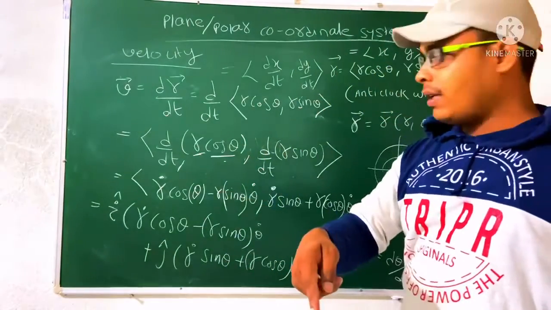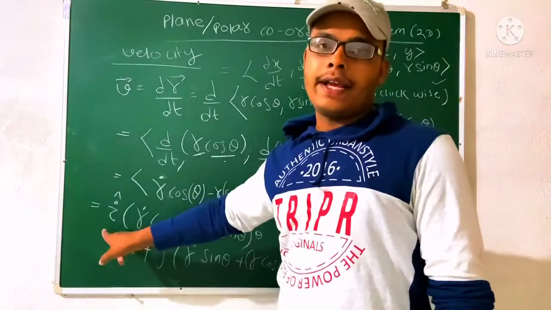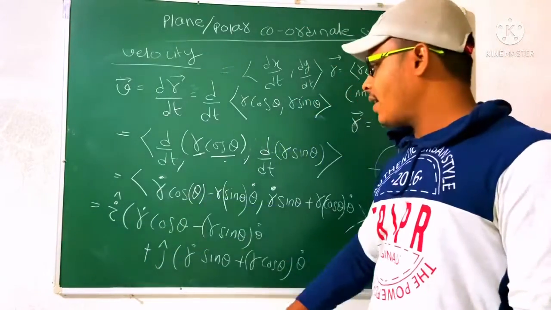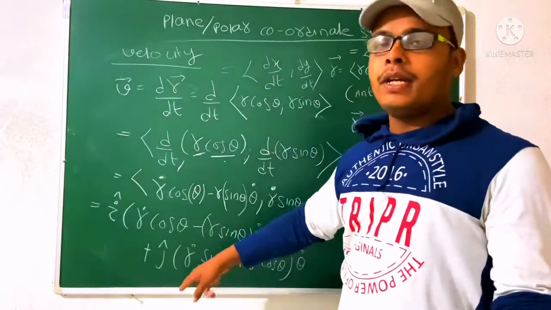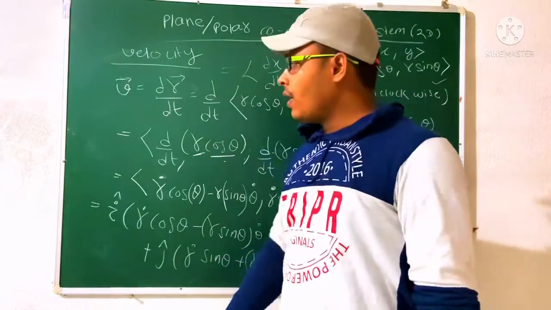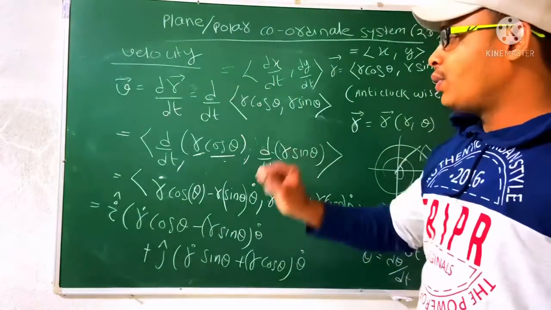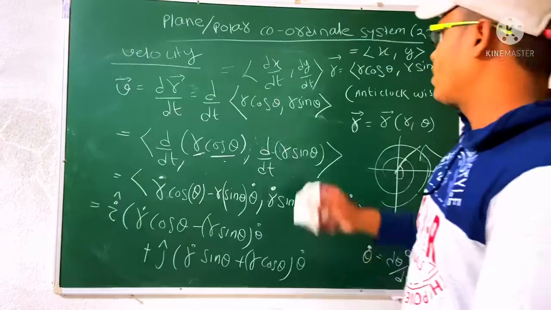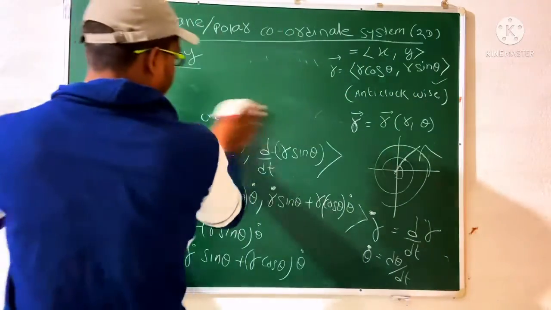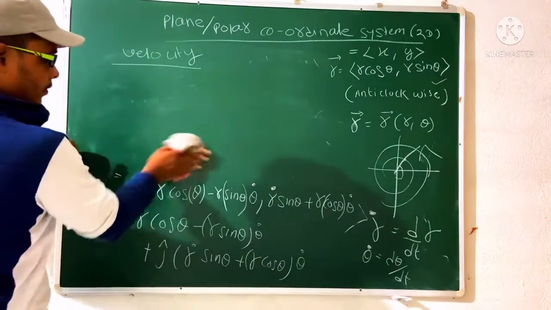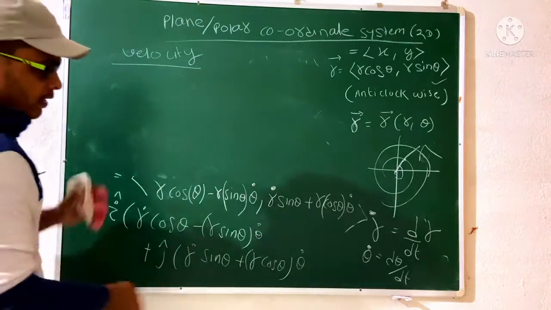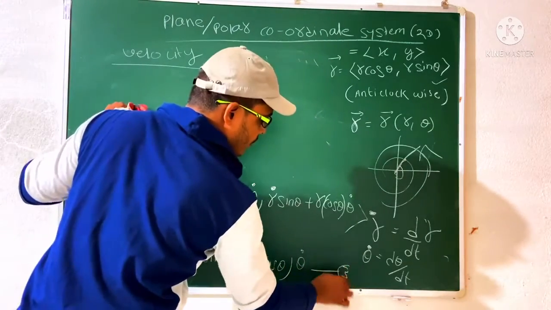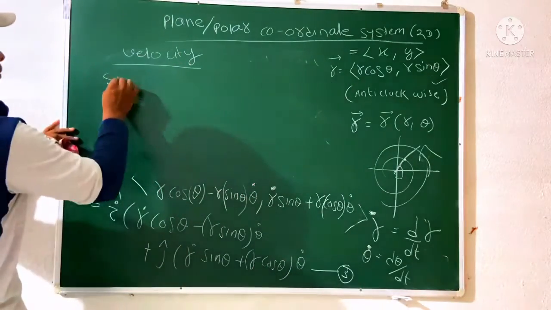So how will we transfer to polar form? Look at the previous one. Substitute i cap in terms of r cap and theta cap, and substitute j cap in terms of r cap and theta cap. Then what will you obtain? You do the substitution, and I am just writing it. So this is equation 3.